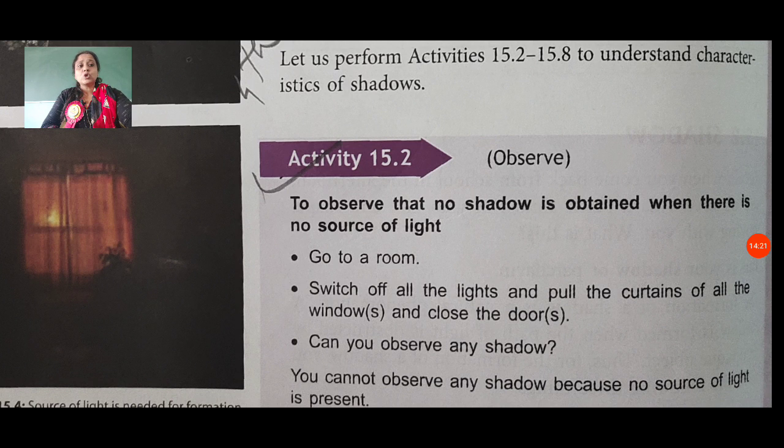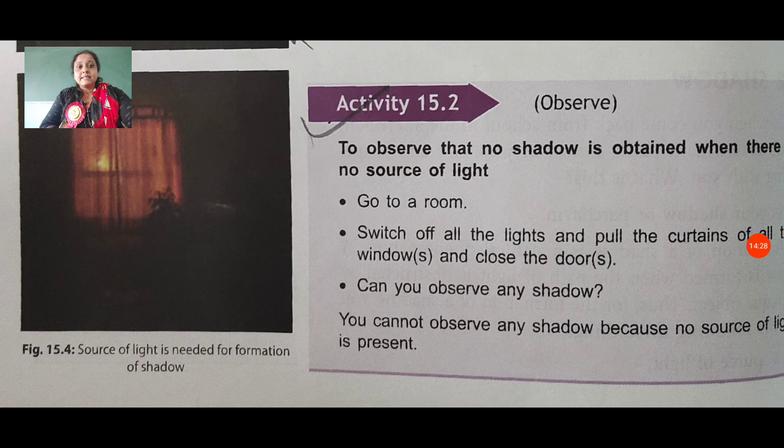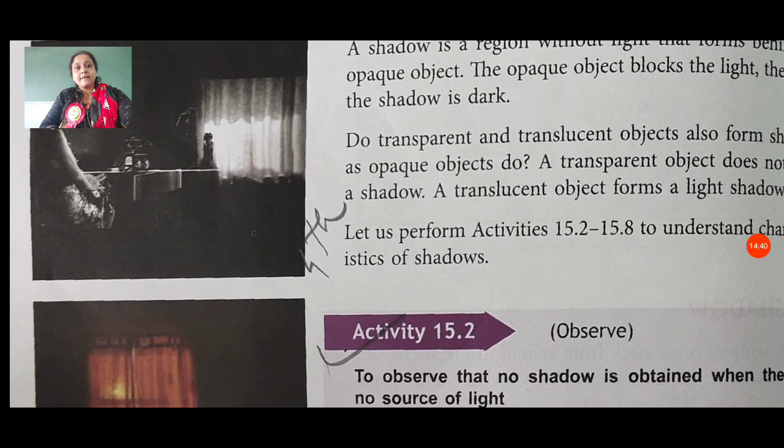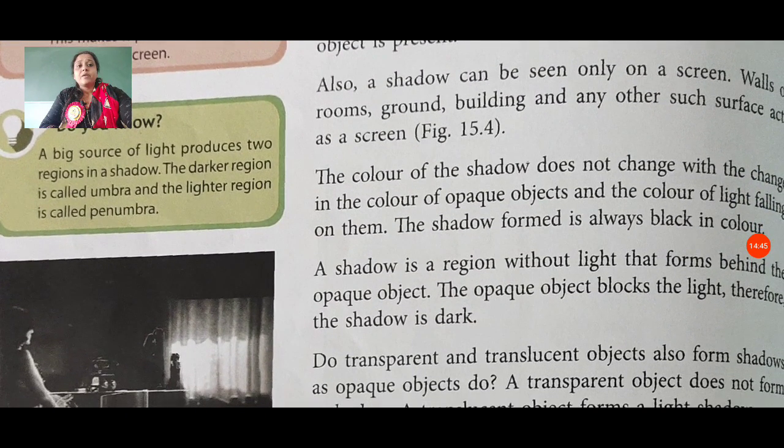And then we have other activities that show us the characteristics of shadows. First, you can see here figure 15.4, a source of light is needed for the formation of a shadow. The pictures given here are useful for understanding shadows. So when you want to form a shadow, first you need light, then an opaque object, then a screen on which the shadow is created. For these we have many activities, and we will discuss them in our next session.